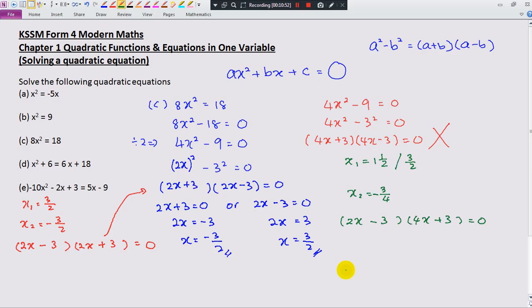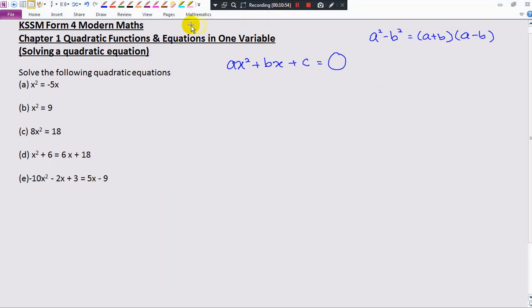Let's go to part D. X squared plus 6 is equal to 6x plus 18. Remember what I told you just now, the first step: write this quadratic equation in general form. X squared, I just copy this whole thing first, plus 6. Positive becomes negative when moved over here. Positive becomes negative. Make sure it's 0.